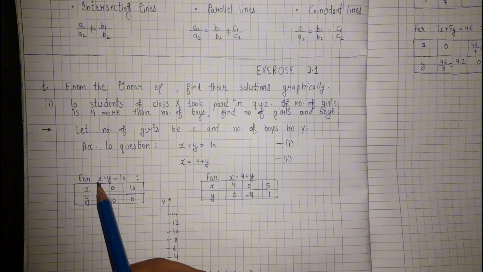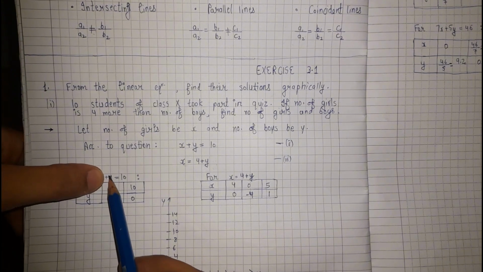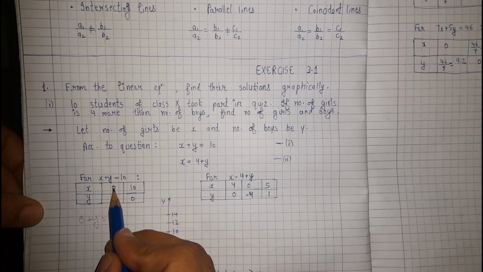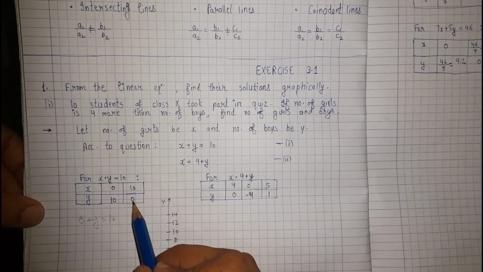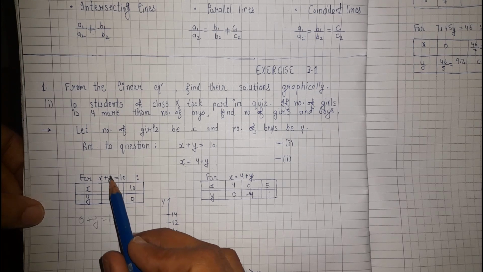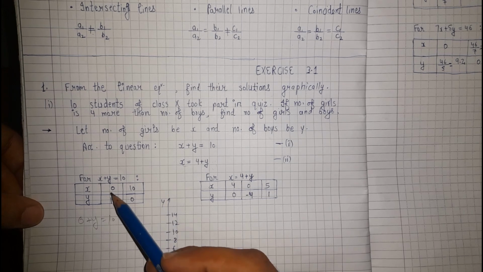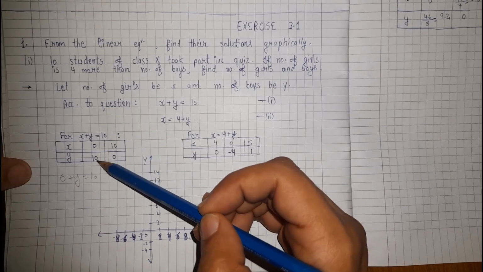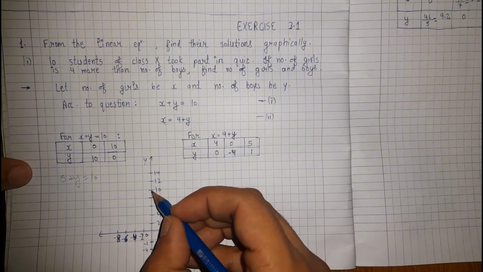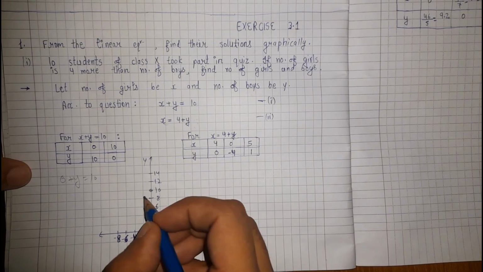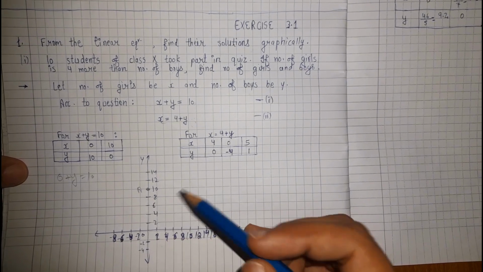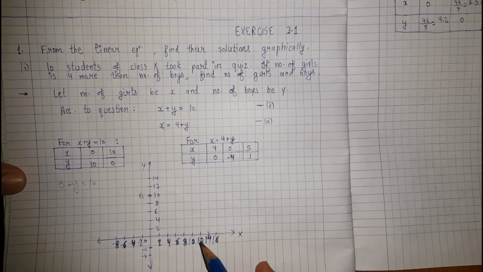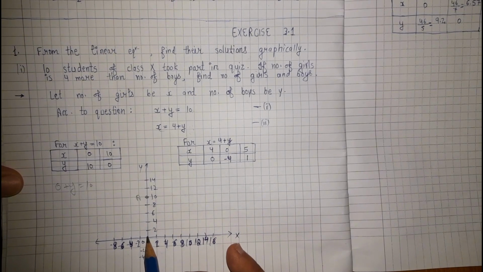By putting x is equal to 0, we will get y is equal to 10. So at x is equal to 0, y is equal to 10. When y is equal to 0, then x is equal to 10. Now plotting it on a graph. When x is 0, y is equal to 10, so this is our point A. When y is 0, x is equal to 10.